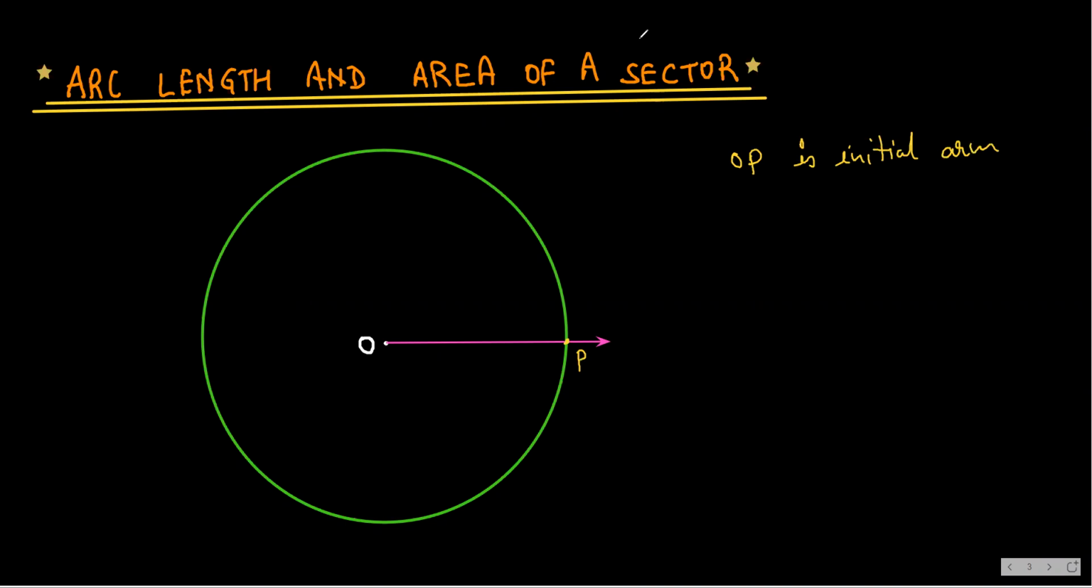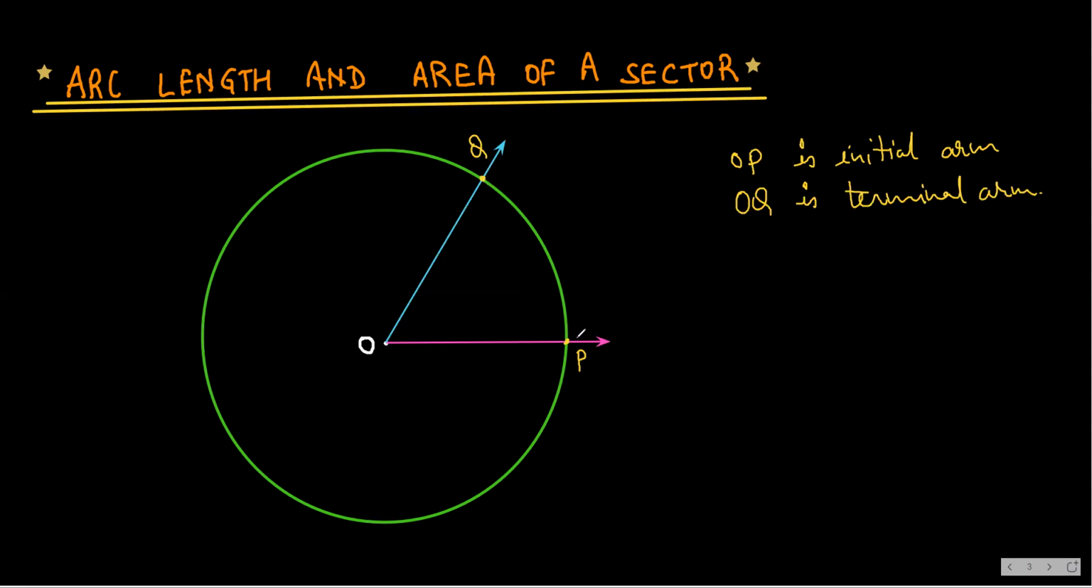Now what happens? You know, there will be a rotation of the rotating arm, and say that is OQ. Now the rotation takes place, and suppose you stop here. This point is Q, and you have the terminal arm as OQ. So you write here OQ is the terminal arm or terminal ray.